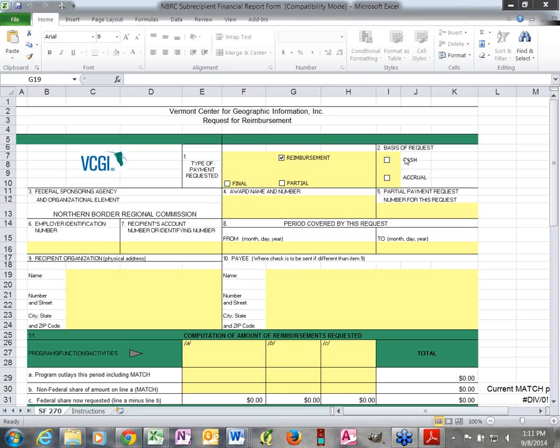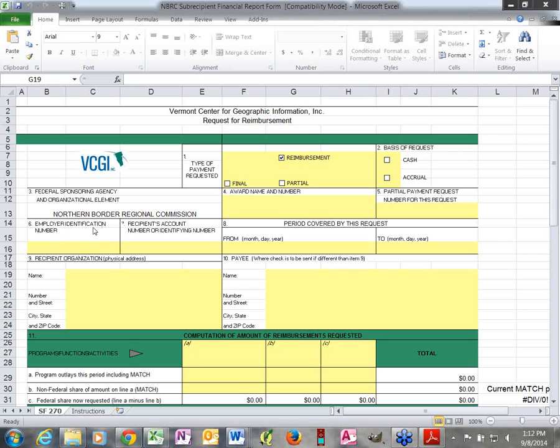And so you would just click one of those. You would indicate whether the basis of the request is on a cash basis or accrual basis, number 2. Number 3, you don't have to worry about, that's just identifying Northern Border Region. Award name and number, that would be whatever appears at the top of your contract. So you can just get that from there. If this is a partial payment request, the number for this request. So, you know, your first one is 1, your second one is 2, your third one is 3.